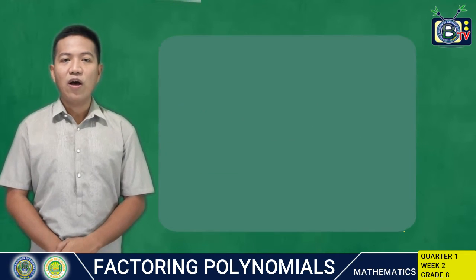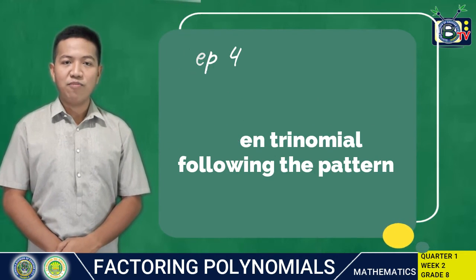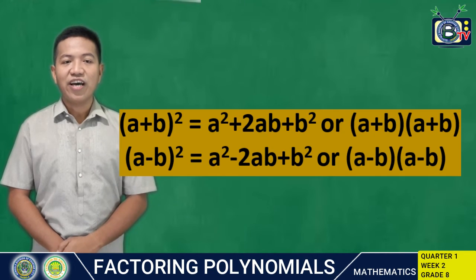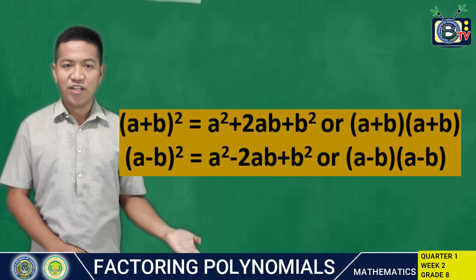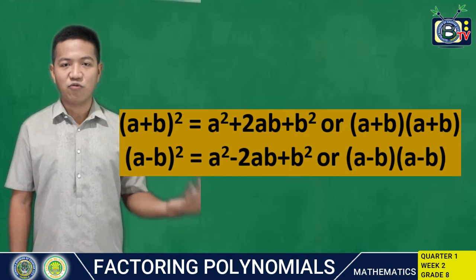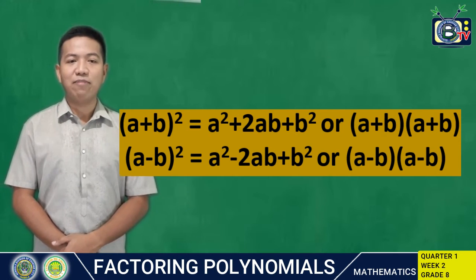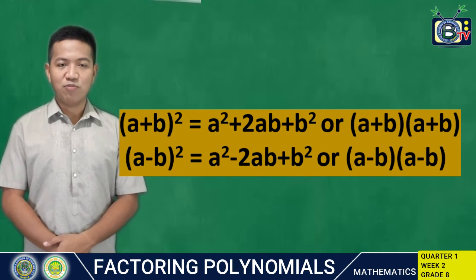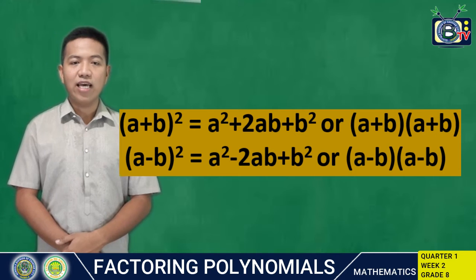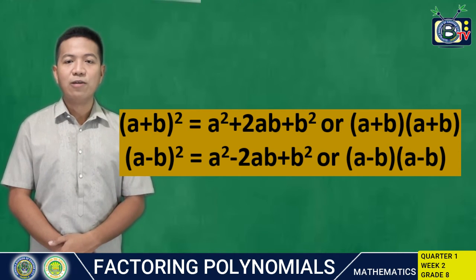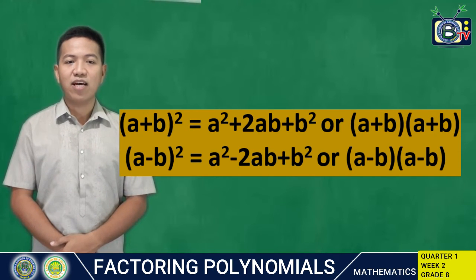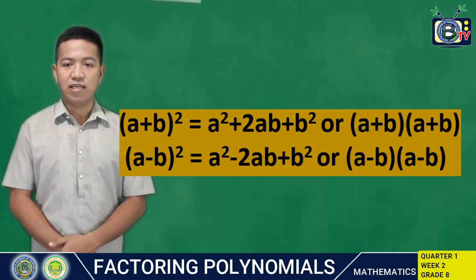And step 4, factor completely the given trinomial following the pattern a squared + 2ab + b squared is equal to the quantity (a + b) squared, or the quantity (a + b) multiplied by the quantity (a + b). Similarly, a squared - 2ab + b squared is equal to the quantity (a - b) squared, or the quantity (a - b) multiplied by the quantity (a - b).